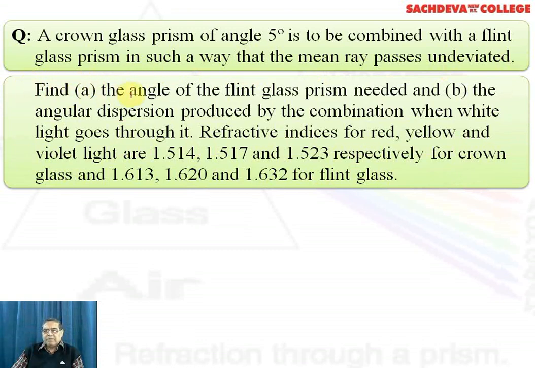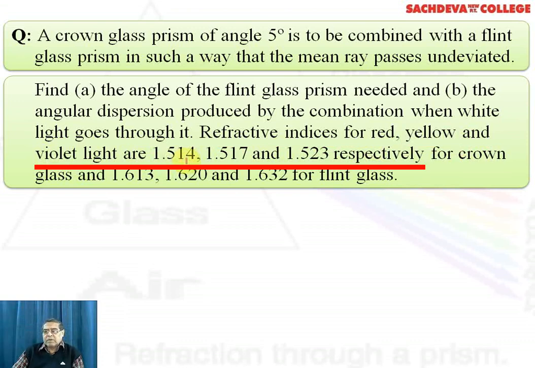Now we have to find the various parameters. Part A: we have to find the angle of the flint glass prism needed so that there is no deviation, and part B: the angular dispersion produced by the combination when white light goes through it. Refractive indices for red, yellow and violet are given. That is, mu for red, mu for yellow and mu for violet are given.